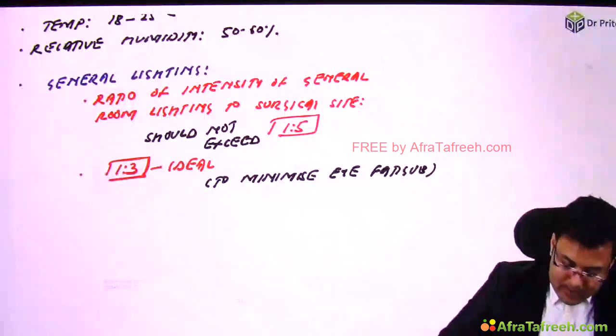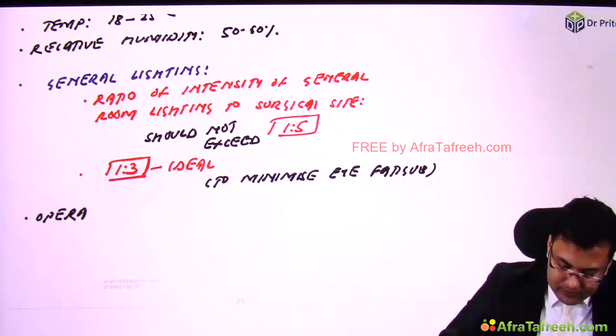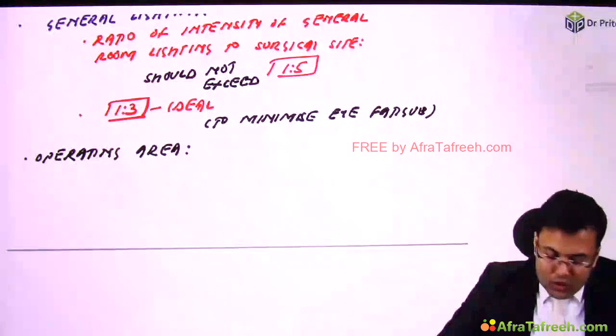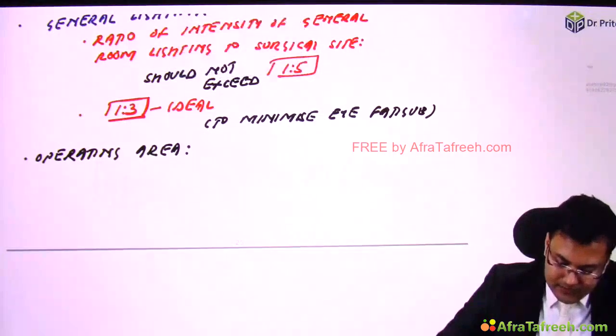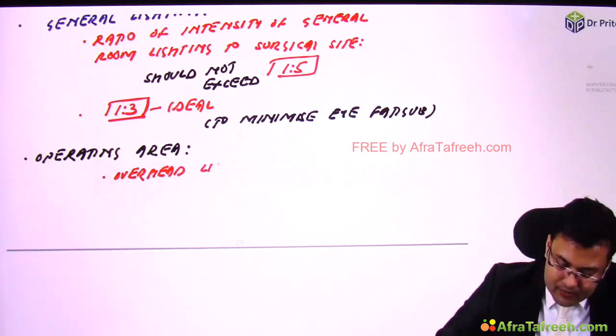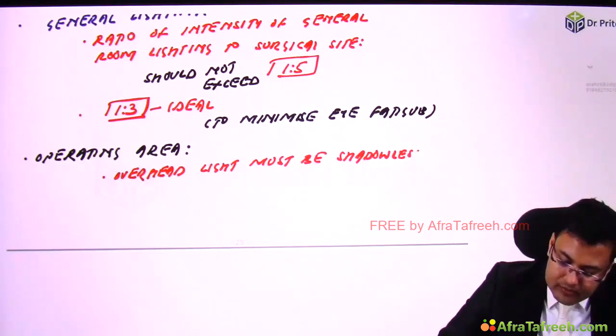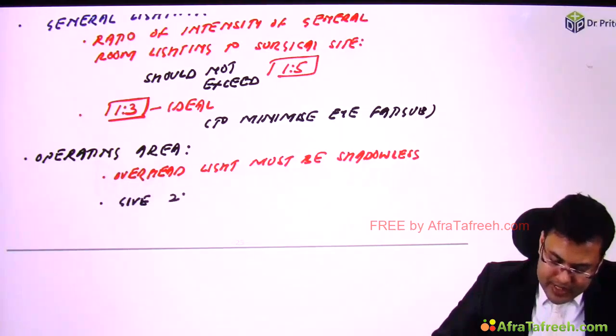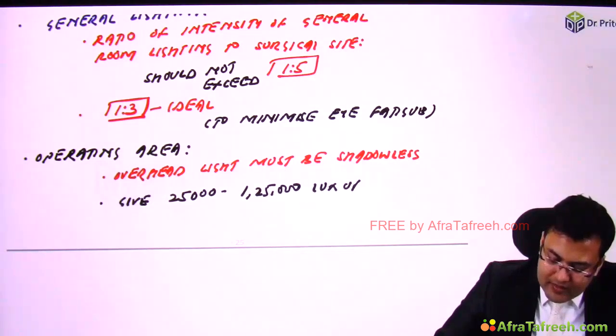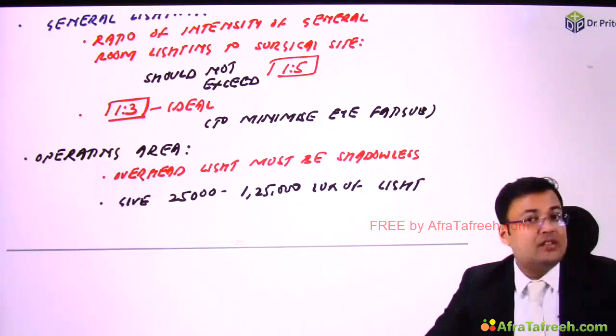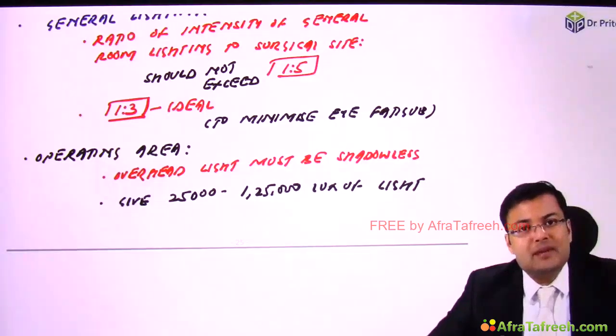After that, operating area. Lighting of this operating area. The overhead light must be shadowless. And it should give 25,000 to 1,25,000 lux of light. So these are the important questions related to OT parameters.